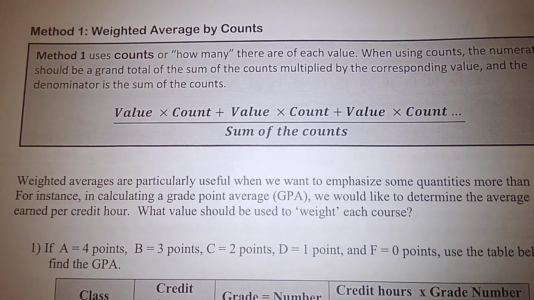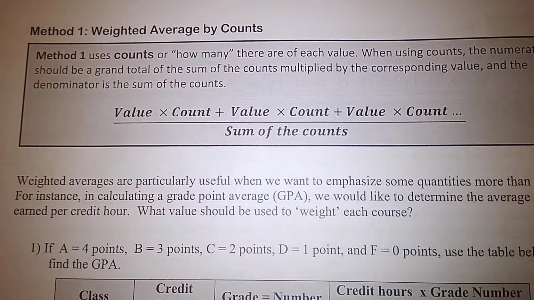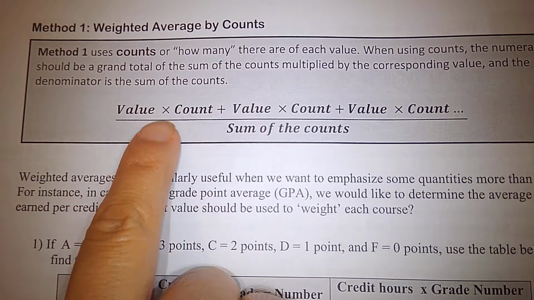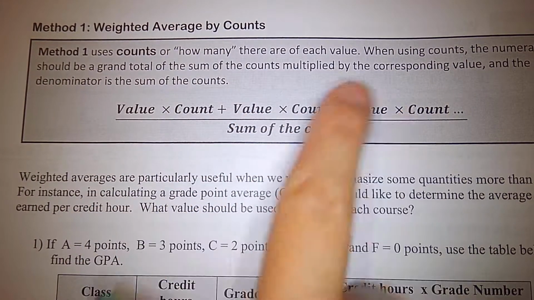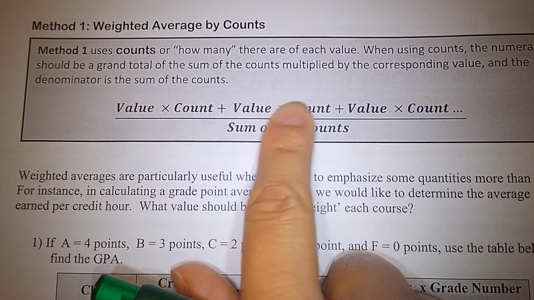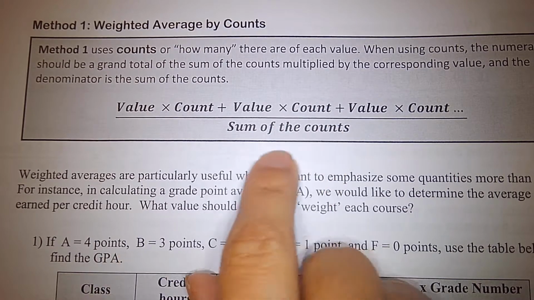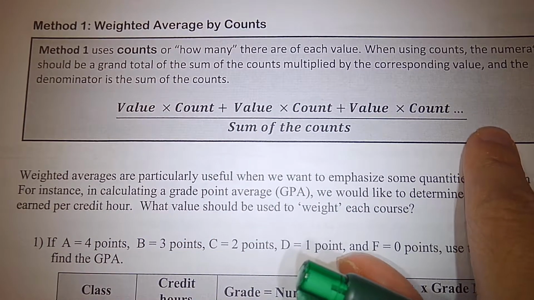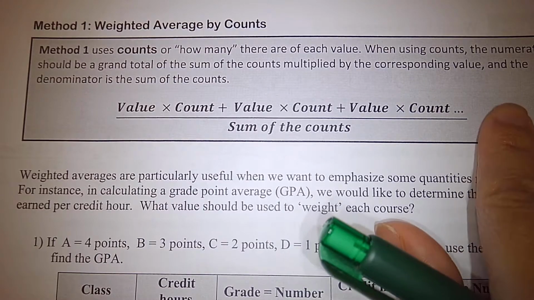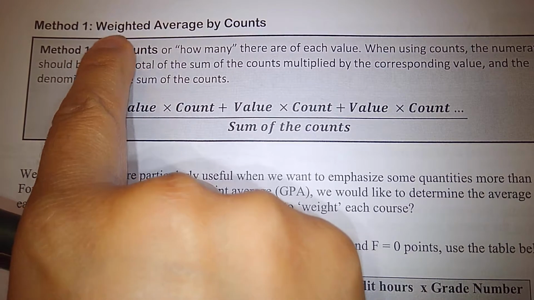Very good, thanks. Guys, we just did that previous example, right? From that example, we can understand better, right? Value times count plus value times count, and so on, divided by the total number of the counts. So this result will be what? The average. And that average, we call a weighted average.